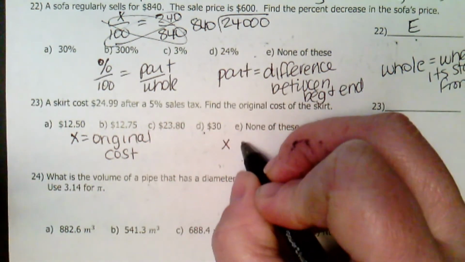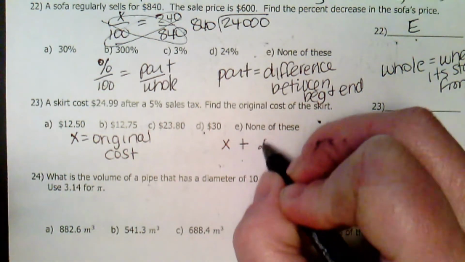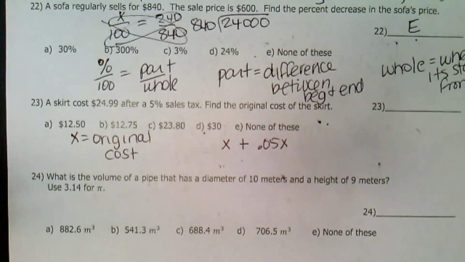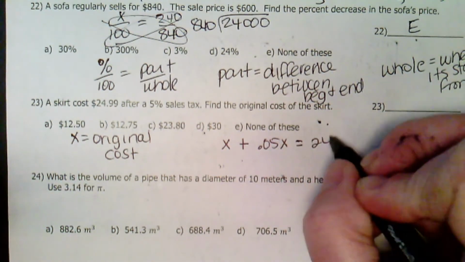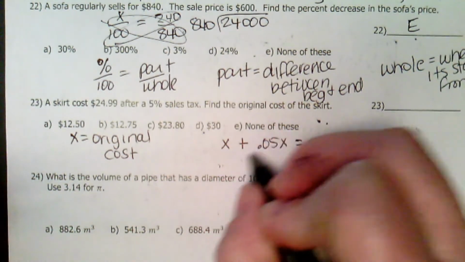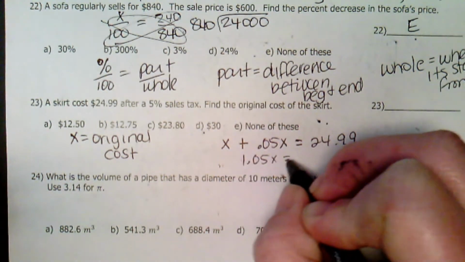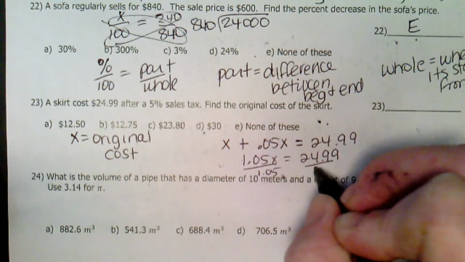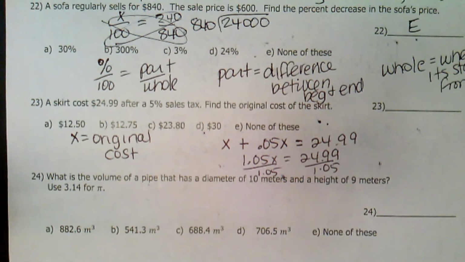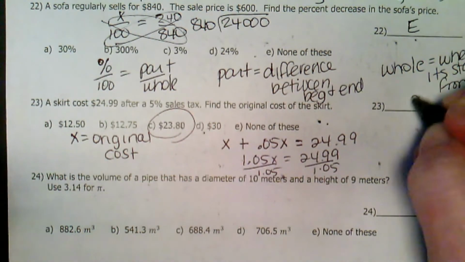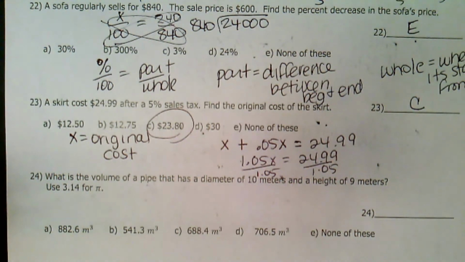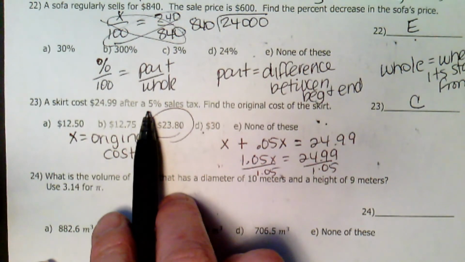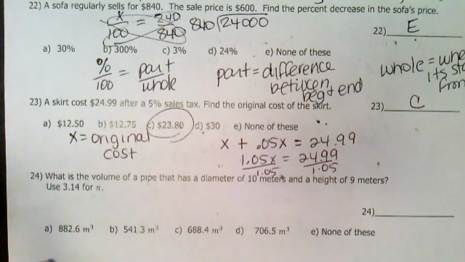So we know our original cost plus the sales tax, but in this case our sales tax is this, equals $24.99. Add these together, divide by 1.05, and I get 23.80. And again, you can check yourself by taking 23.80, times it by 5%, and add it and see if you get 24.99.